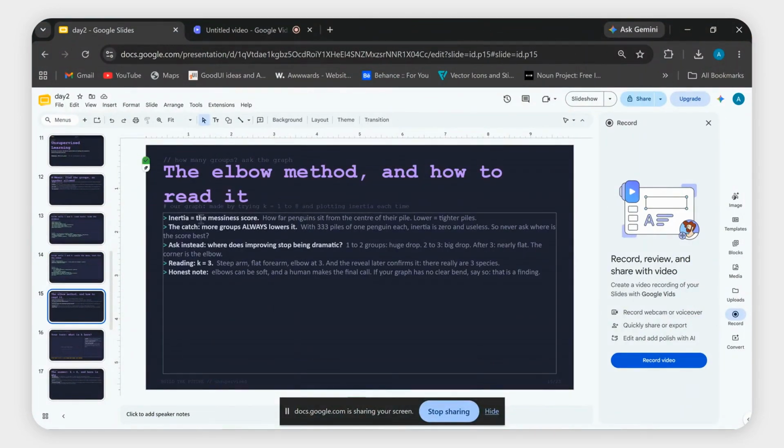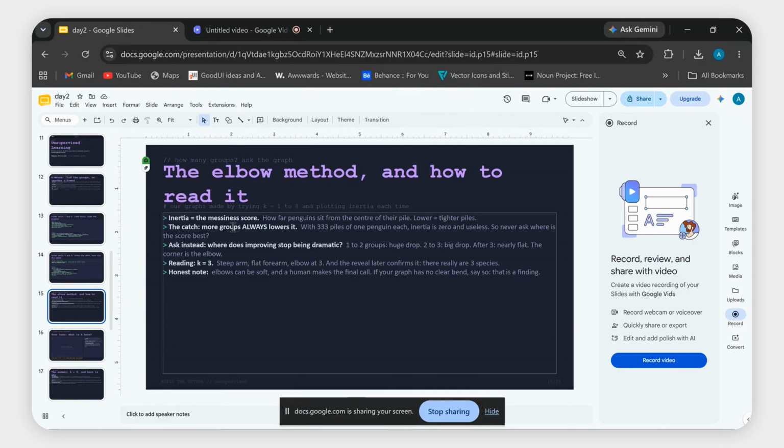Yes, the elbow method. Just like I was explaining, the inertia is the messiness score. It shows how far the penguins sit from the center of their pile; lower equals tighter piles. The algorithm always loves it. The catch: more groups it loves even more. With 33 piles of one penguin each, inertia is 0 and useless.